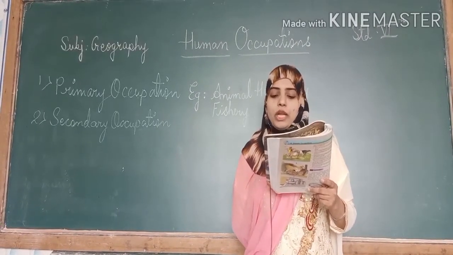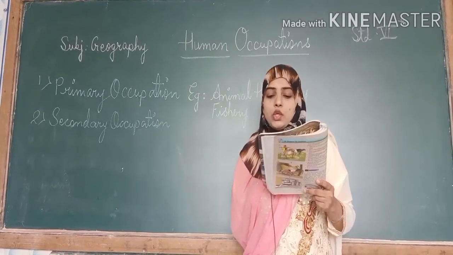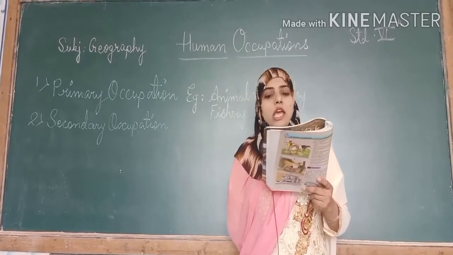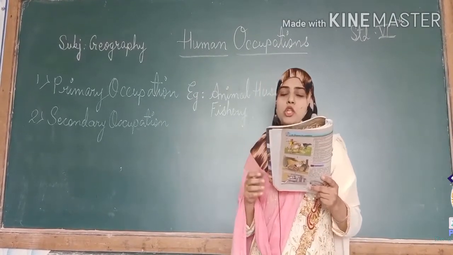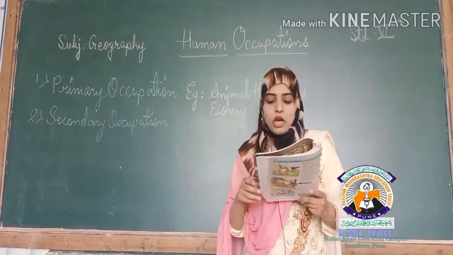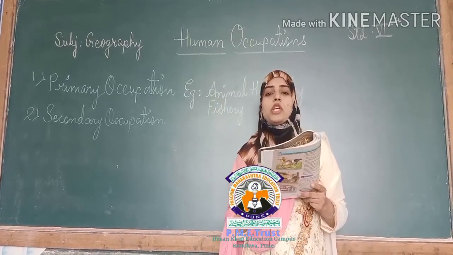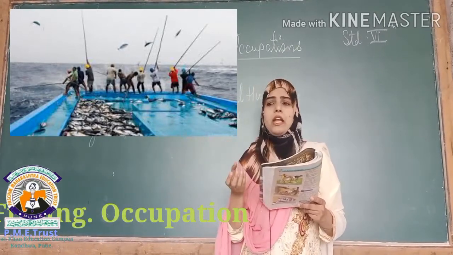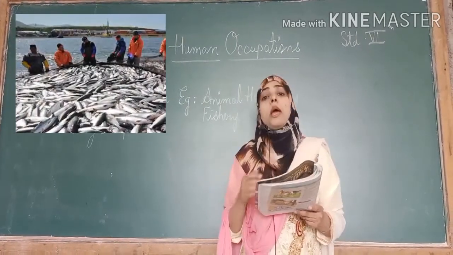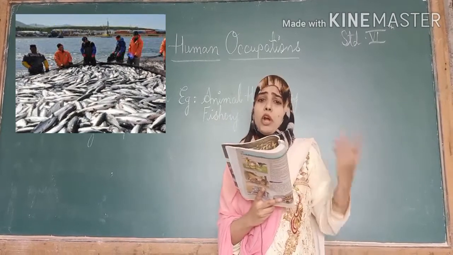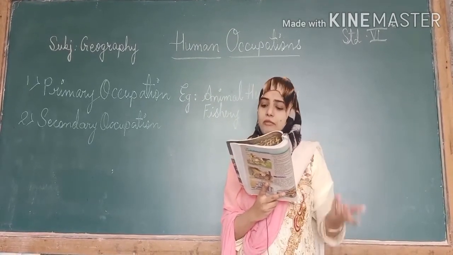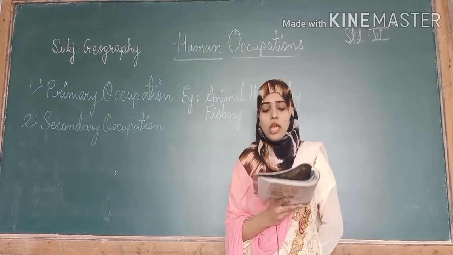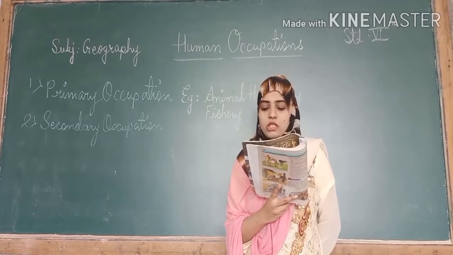Some products obtained in primary occupations are used directly, while others are used after making some changes in them. In primary occupation, some products we obtain are used directly: we get them directly from nature and we utilize them. But some are modified. We take them, modify them, and then utilize them, because we want some change in them.